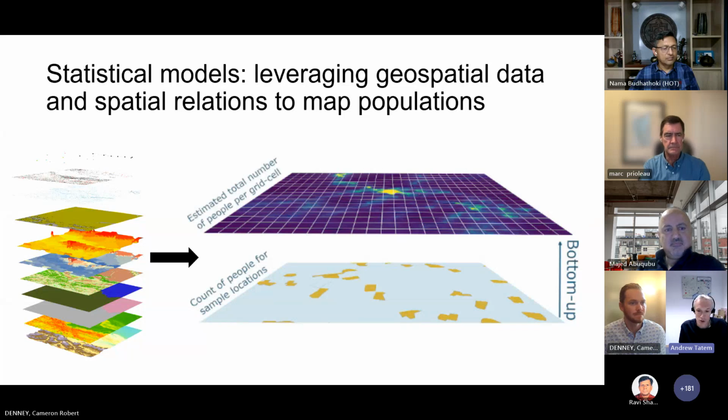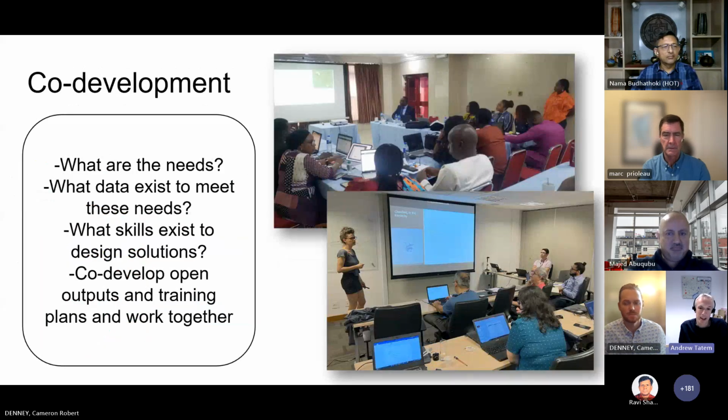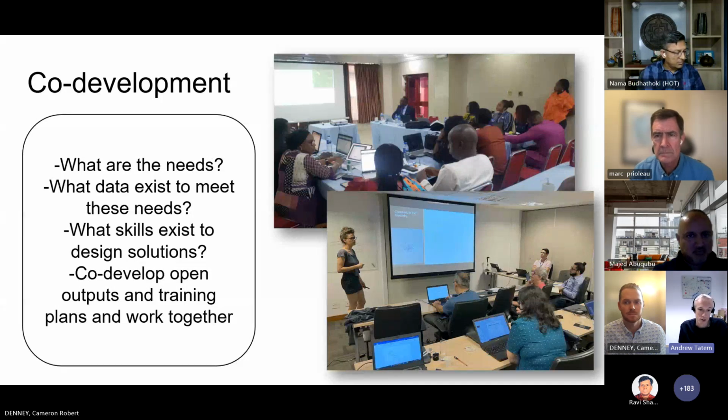We can use those data as training data for statistical models to fill in the gaps and estimate those grid square scales. And we do this where possible with co-development with those decision makers. So this really helps us understand what the needs are, what data exist to meet those needs, what skills exist within statistics offices or ministries of health or UN agencies to design solutions, and then to co-develop those outputs, ideally make them open, and develop training plans and work together to produce those.